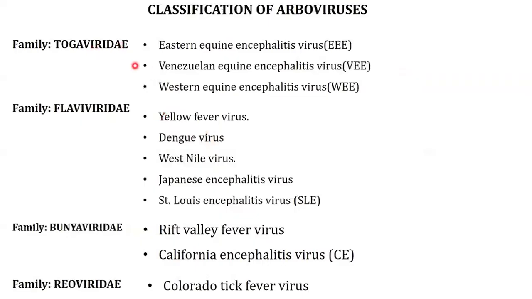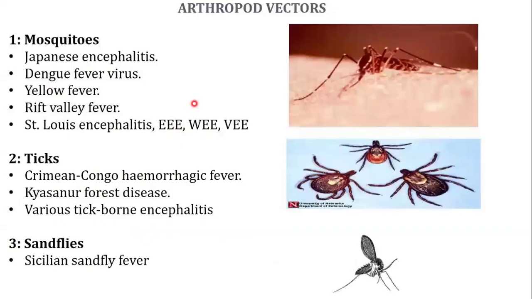So these are the main families. We have Togaviridae, Flaviviridae or Flavivirus, Bunyaviridae or Bunyavirus, and Reoviridae. Okay, so we're going to look at all these viruses. We'll start off with the arthropod vectors. We have mosquitoes, ticks, sandflies.